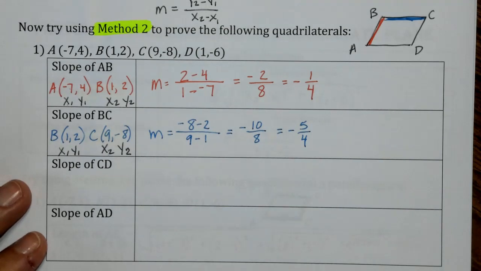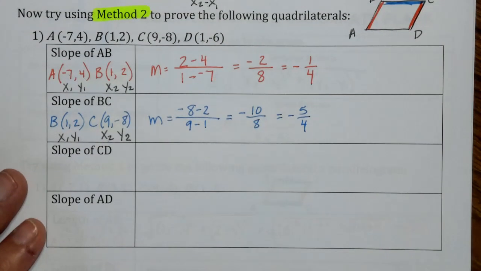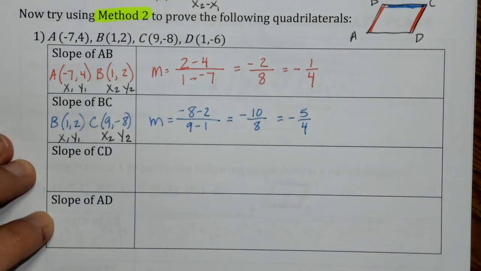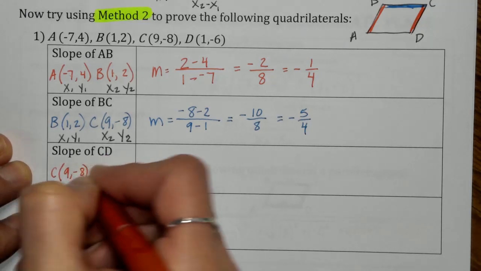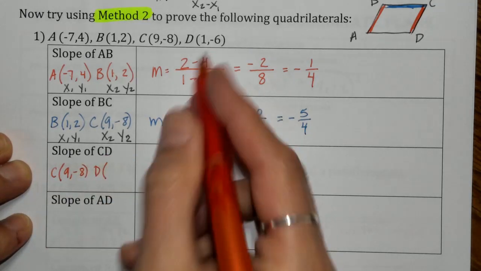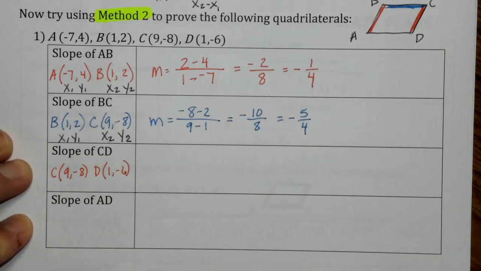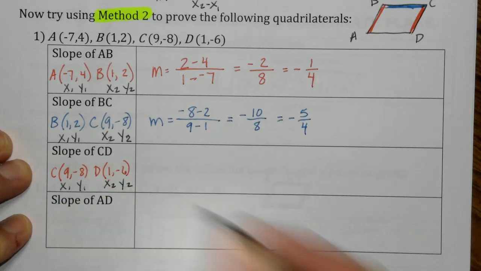All right, so CD right here, opposite. When we come down to the slope, we should have negative 1/4. If we don't, then they're not parallel. So here C is 9, negative 8. Point D is at 1, negative 6. X1, Y1, X2, Y2.